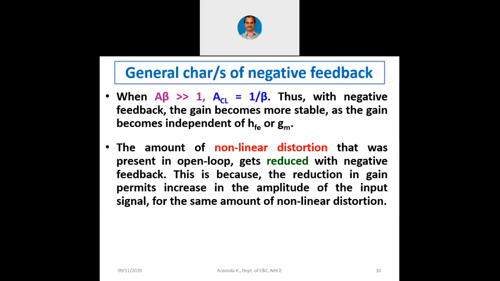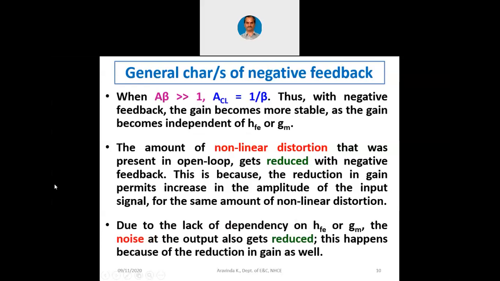So one obvious advantage of negative feedback is that gain is independent of the device characteristics. Next, one more obvious advantage of negative feedback is that the nonlinear distortion gets reduced. Now, the third one is that due to the lack of dependency on HFE or GM, the noise at the output also gets reduced. See, the closed loop gain is independent of the device characteristics.